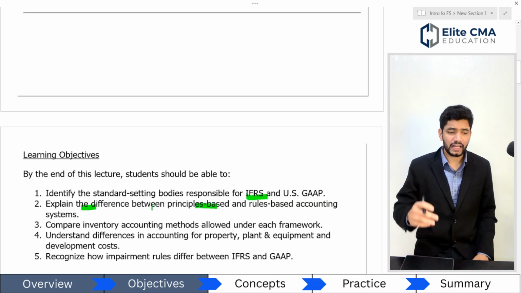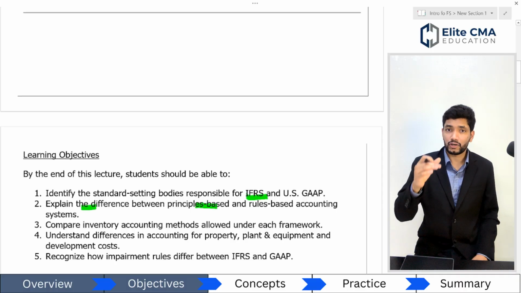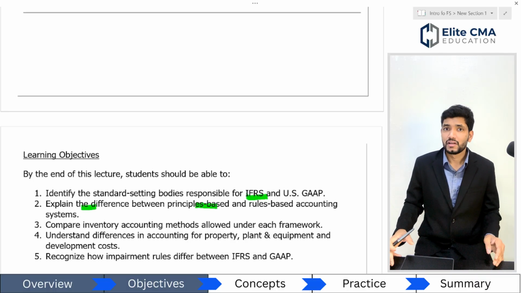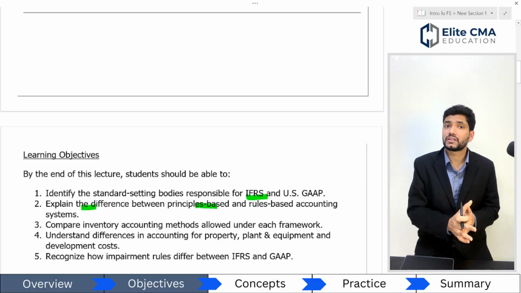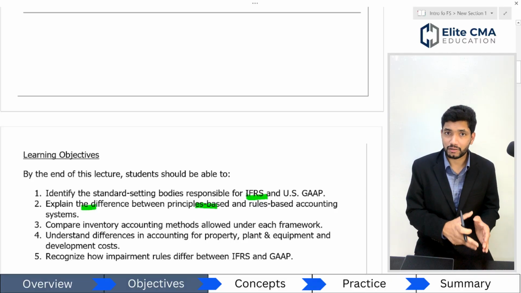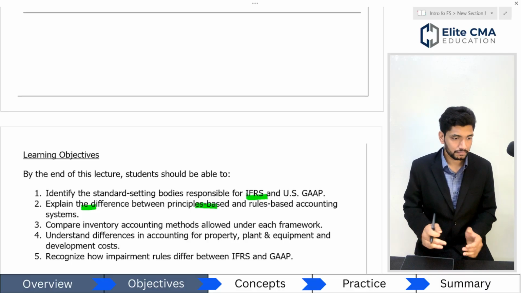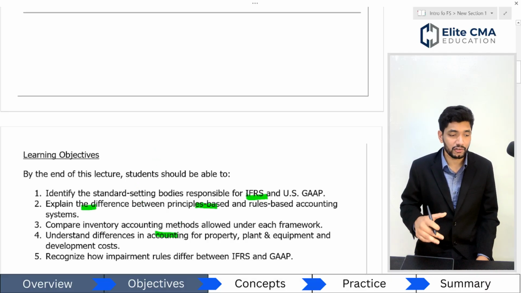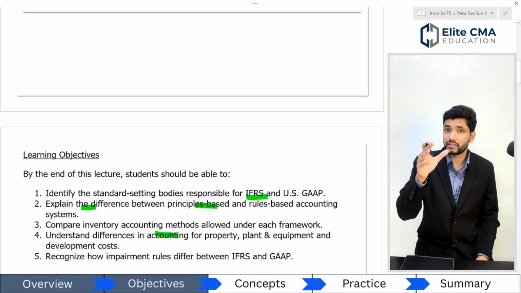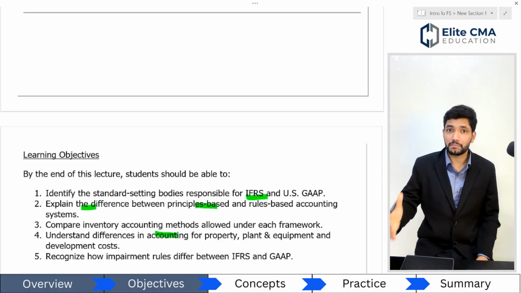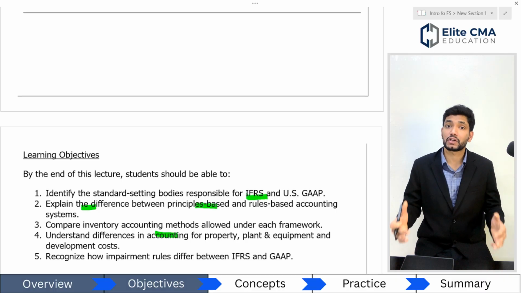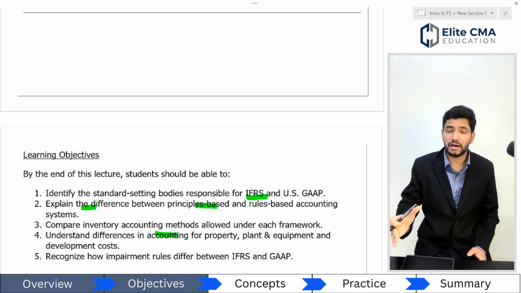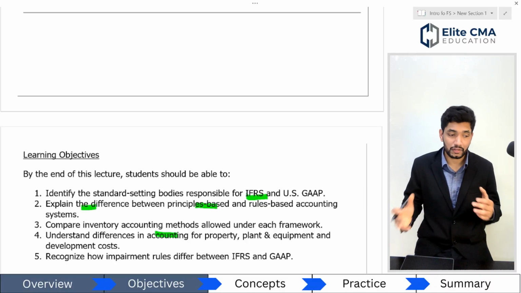Compare the inventory accounting methods allowed under each framework. This is one of the key differences between IFRS and US GAAP, in inventory valuation. Certain methods like LIFO are not allowed in IFRS, the International Financial Reporting Standards, but are allowed in US GAAP. Then, understand the differences in accounting for property, plant and equipment and development costs, and how they should be treated. There are some differences between IFRS and US GAAP, and in this lesson we are going to discuss these differences as well.